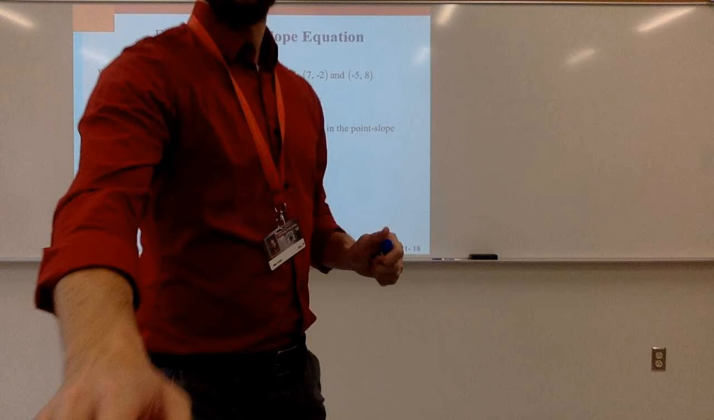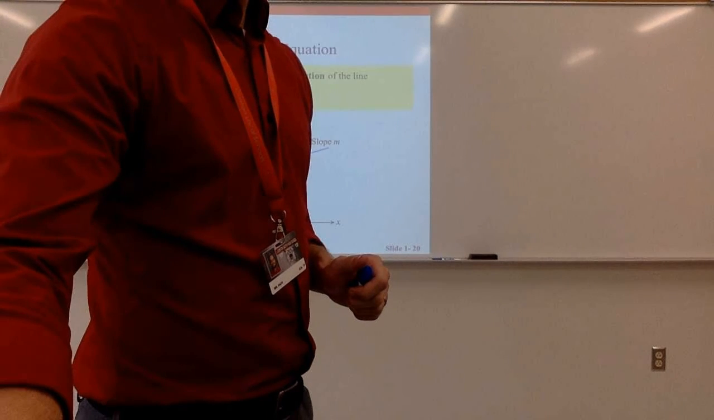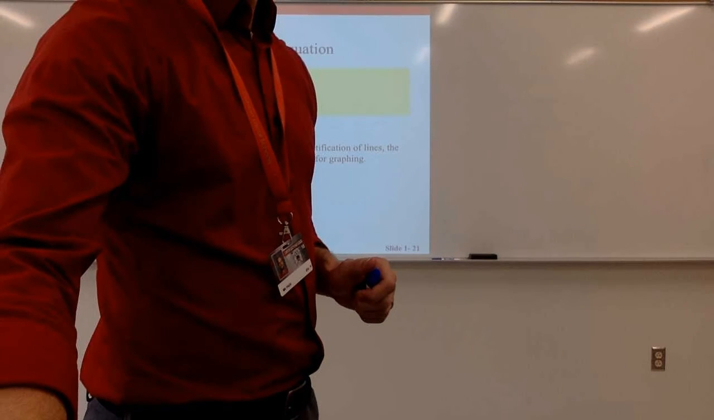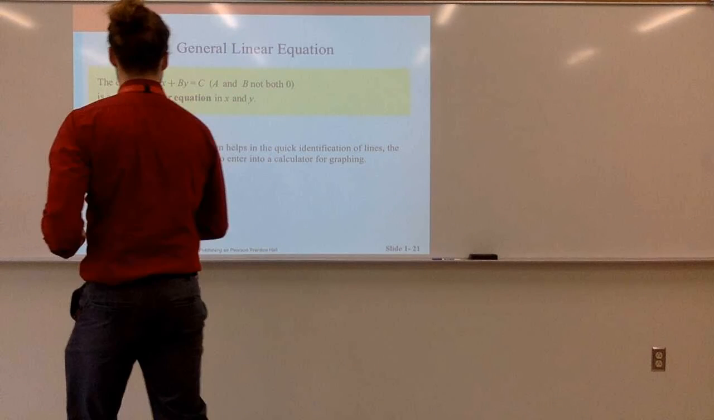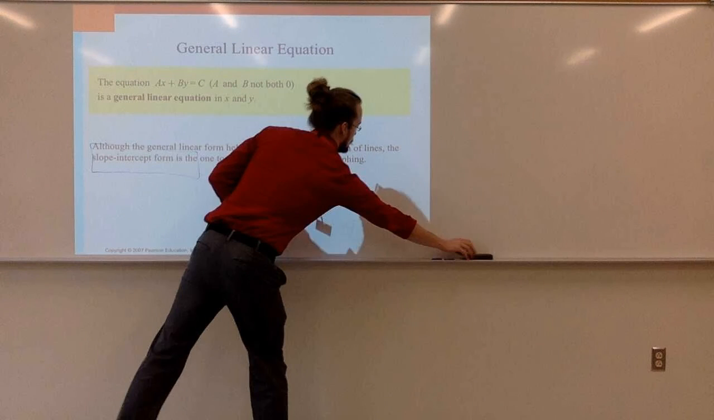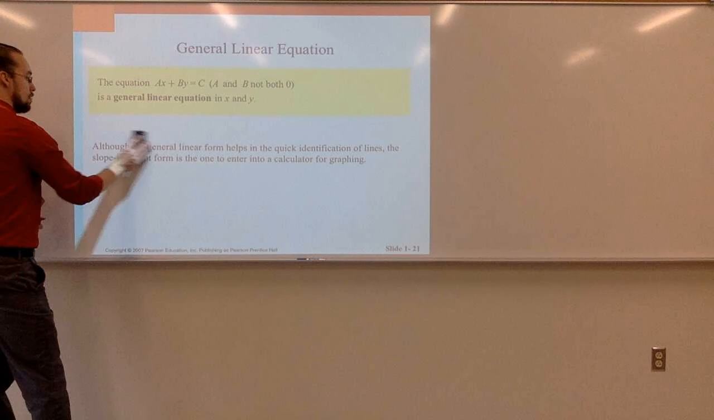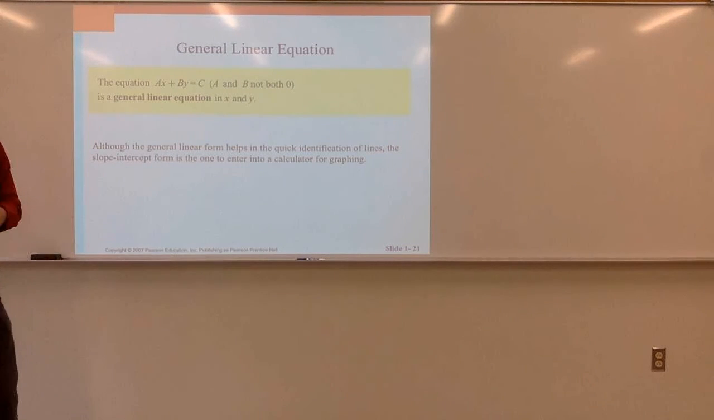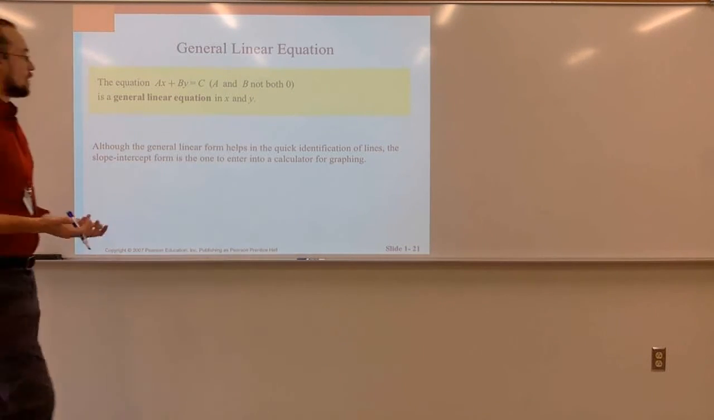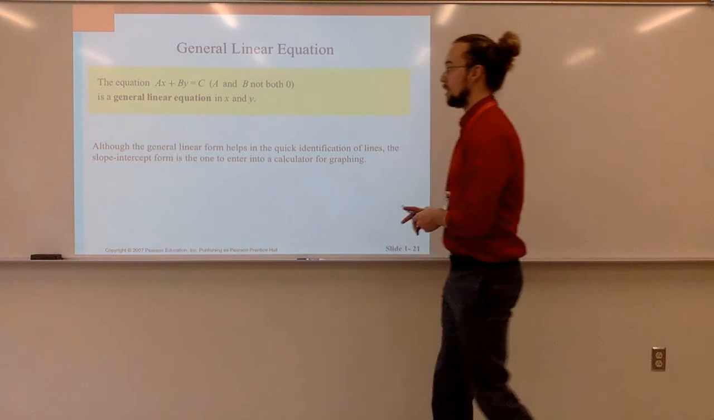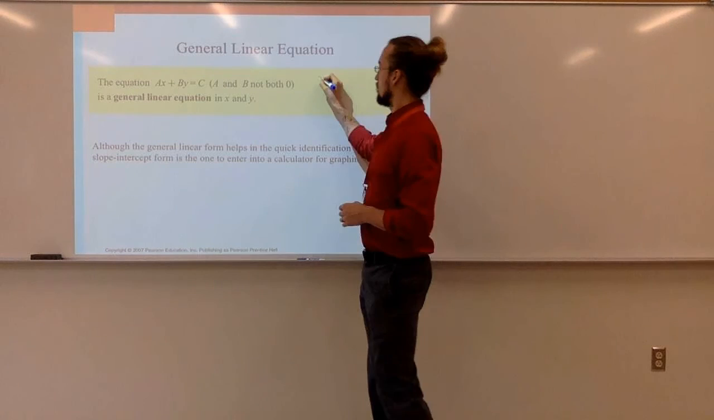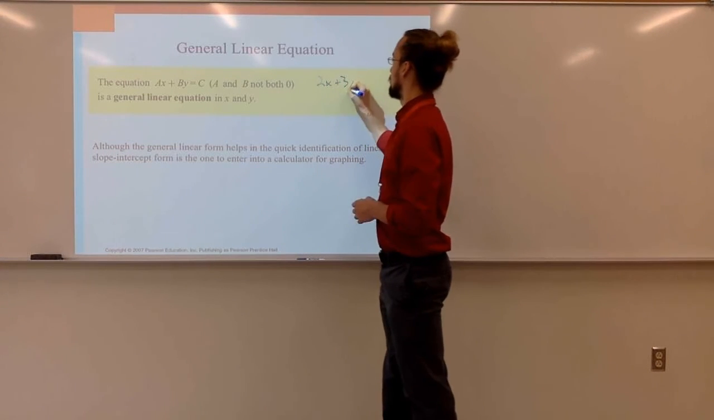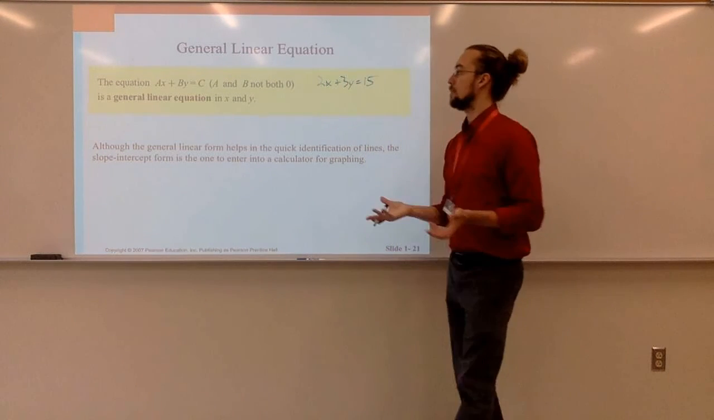Alright, then, the other thing we can do is give a line in a general form. Ax plus By equals C. For example, 2x plus 3y equals 15. Something like that.